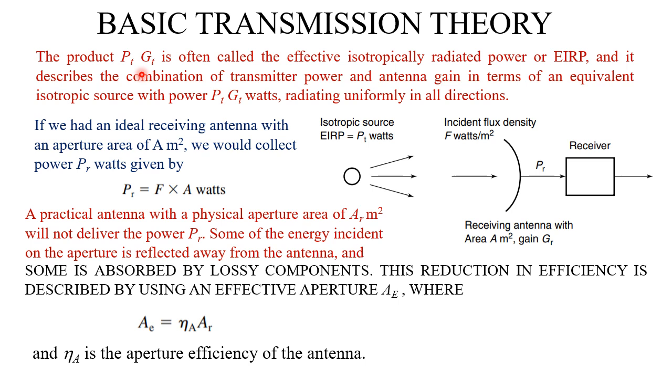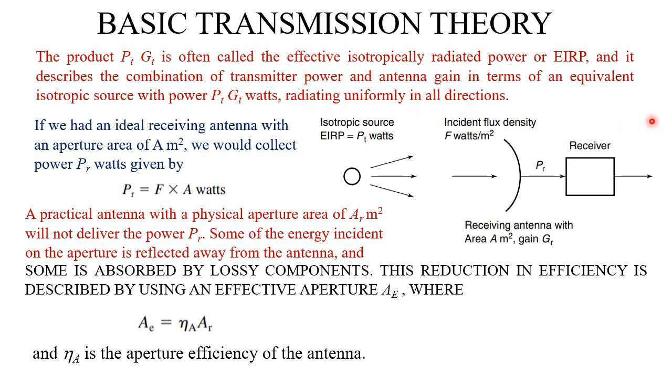The product PT into GT is called the effective isotropic radiated power or EIRP, and it describes the combination of transmitter power and antenna gain in terms of an equivalent isotropic source with power PT into GT watts radiating uniformly in all directions.